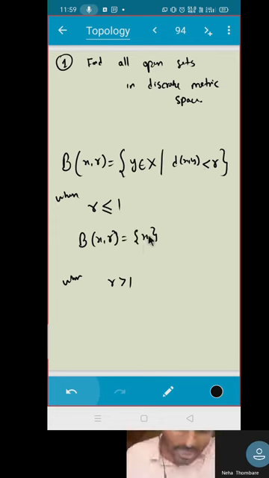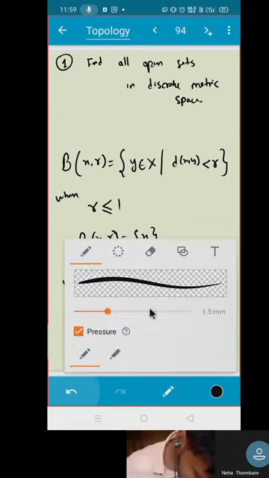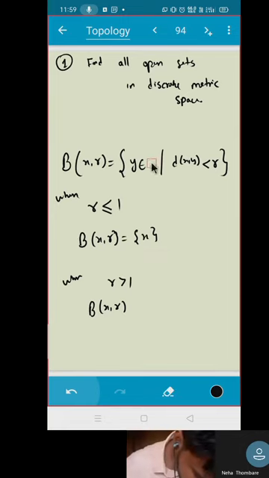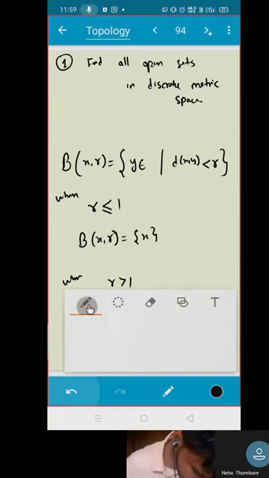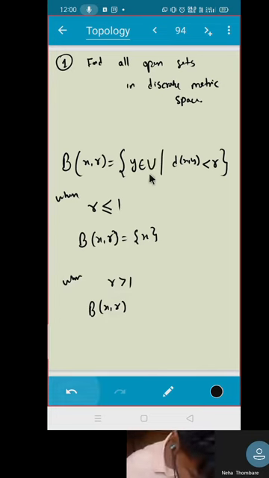That is the center only. This is just a singleton set. If you take r equal to 1 also, then also it is just a singleton set. And what about if r is greater than 1? If you take r equal to 2 or 3, then it is the whole set. Do you agree? Isn't it? Yes, sir. Let me just call it U. So it is the set U.